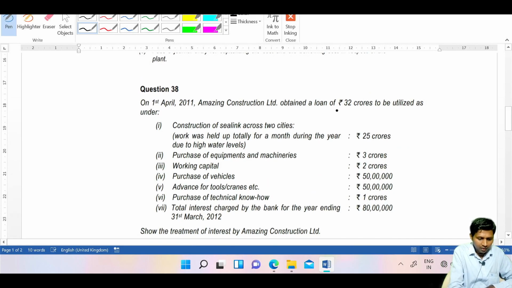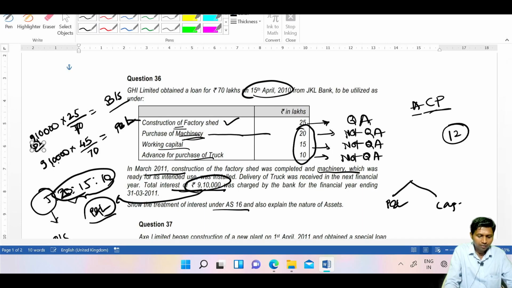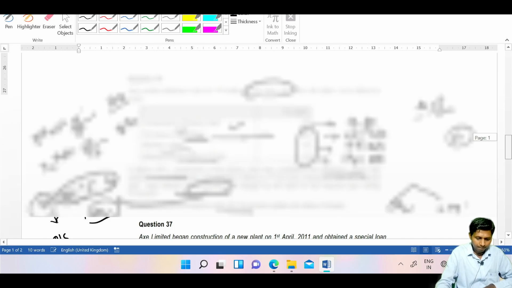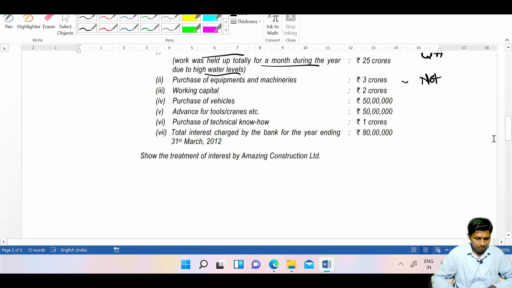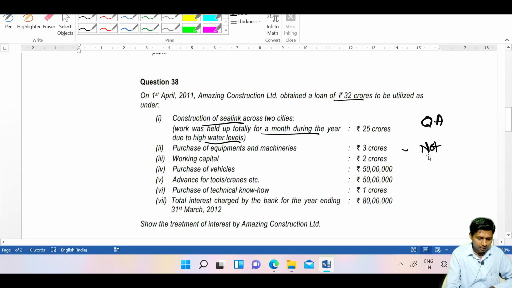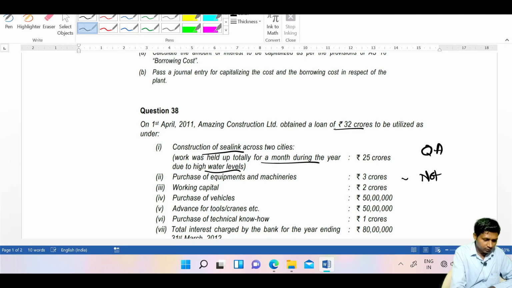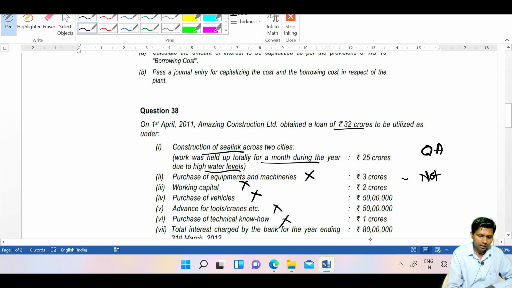Now what about this problem? Total 30 crore rupees loan we have taken. Now construction, obviously construction still going on during high seas, that means this is a qualifying asset. ACP also will take some time. The purchase, just purchase, will not become a qualifying asset. Generally you will find more non-qualifying assets than qualifying ones. This is also not a qualifying asset. Working capital not qualifying, purchase of machinery not qualifying, advance not qualifying, purchase of know-how not qualifying, and then you will get the interest.